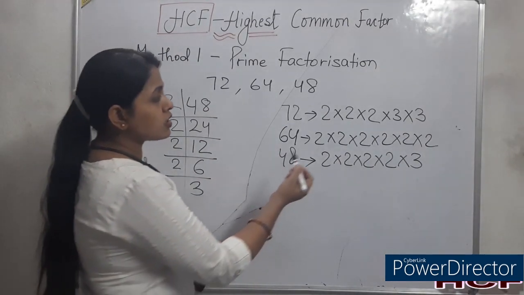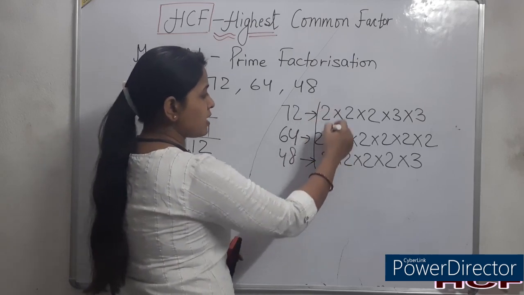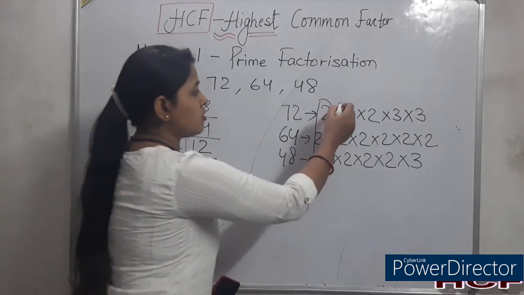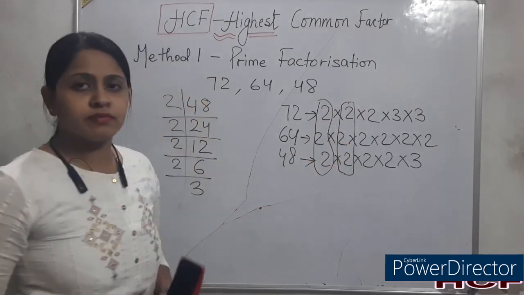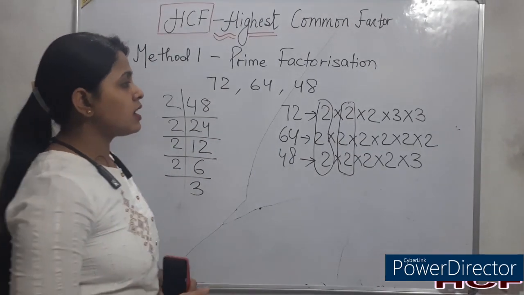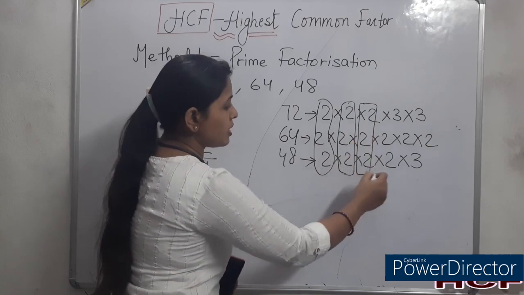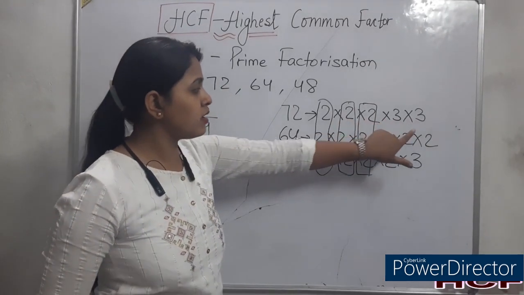Okay. So what are the common factors? It's 2 in all. So we have to circle like this. Yes. This 2 is common in all the 3 numbers. Now again there is a 2 which is common in all the 3 numbers. Now we can see that again there is one more 2 which is common in all the 3 numbers. Now there is 3.